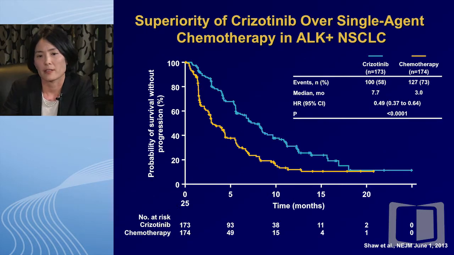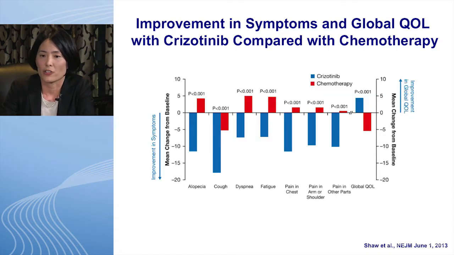So the study met its primary endpoint, and I think that was not too surprising to anyone given the strength of the single-arm data from the phase 1 and 2 trials. These are the progression-free survival curves showing that crizotinib is superior to either pemetrexed or docetaxel, with a median PFS of 7.7 months compared to a median PFS with chemotherapy of 3 months. And here the hazard ratio is 0.49 with a highly statistically significant p-value. I didn't show the other efficacy parameters that we looked at, including response rate. Those are also very positive.